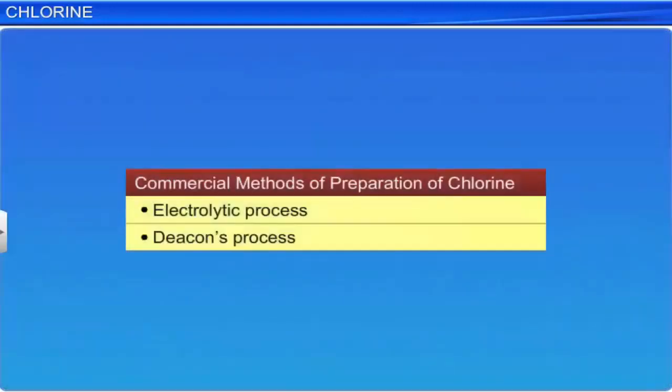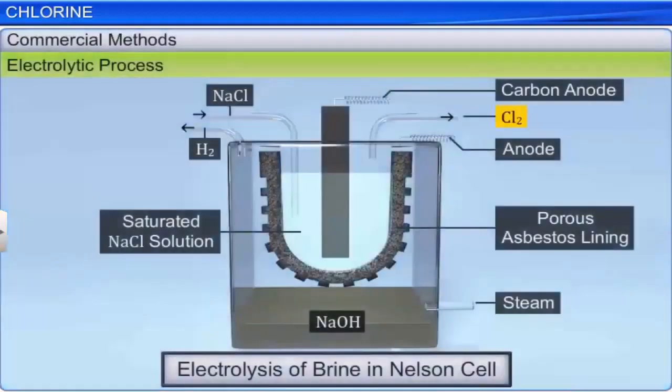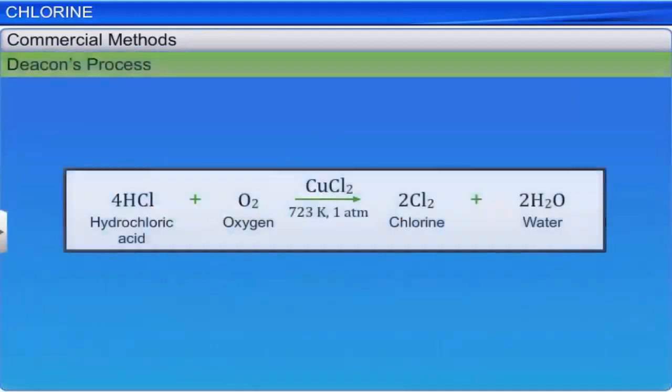Commercially, chlorine is manufactured by two processes. One process is the electrolytic process, in which chlorine is obtained by the electrolysis of brine in a Nelson cell. This is the cheapest method and gives the purest chlorine. Another method is Deacon's process. In this process, chlorine is obtained by the oxidation of hydrochloric acid in the presence of cuprous chloride at 723 Kelvin and 1 atmospheric pressure.